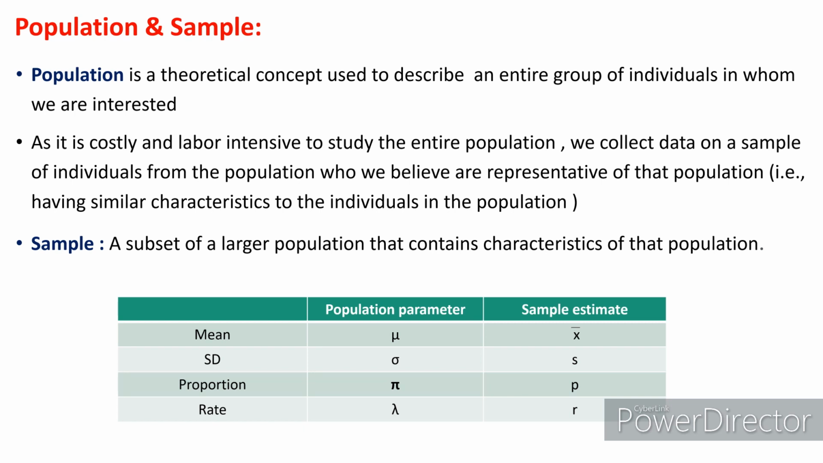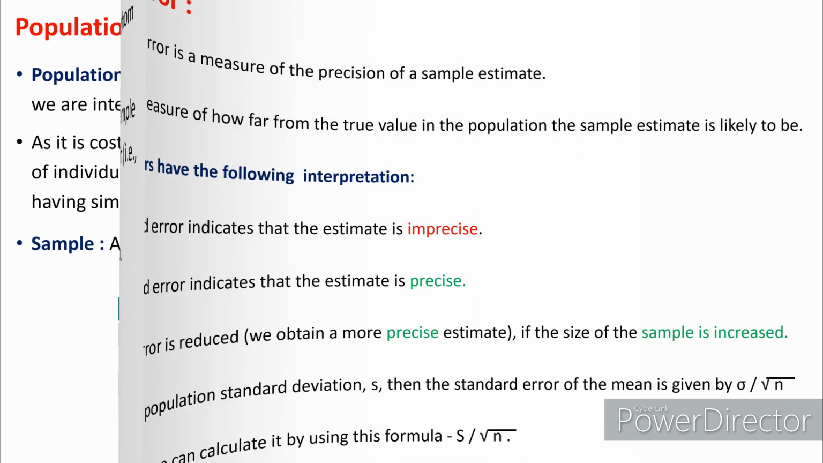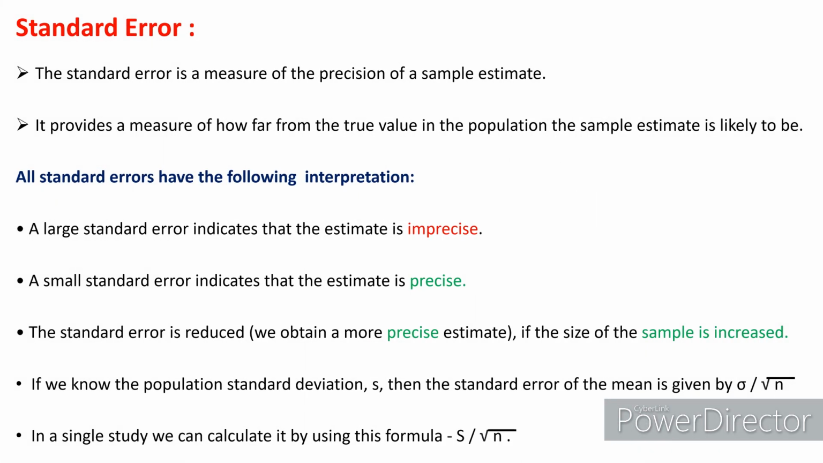So, I have given the symbols for both population and sample estimate so that we can differentiate between those two. So, mean, standard deviation, proportion and rate for both population and the sample estimate. Just go through them. And now coming to standard error, we have already discussed standard deviation, right? So standard error is a measure of the precision of a sample estimate. It provides a measure of how far from the true value in the population the sample estimate is likely to be.